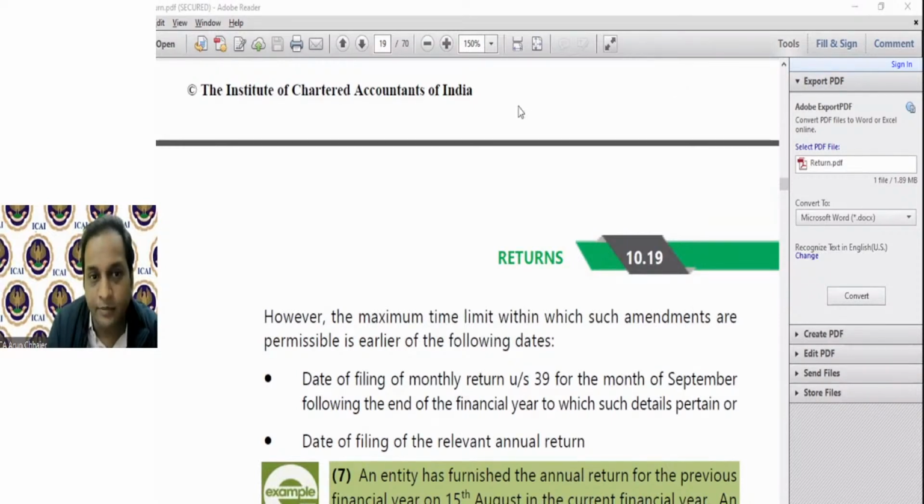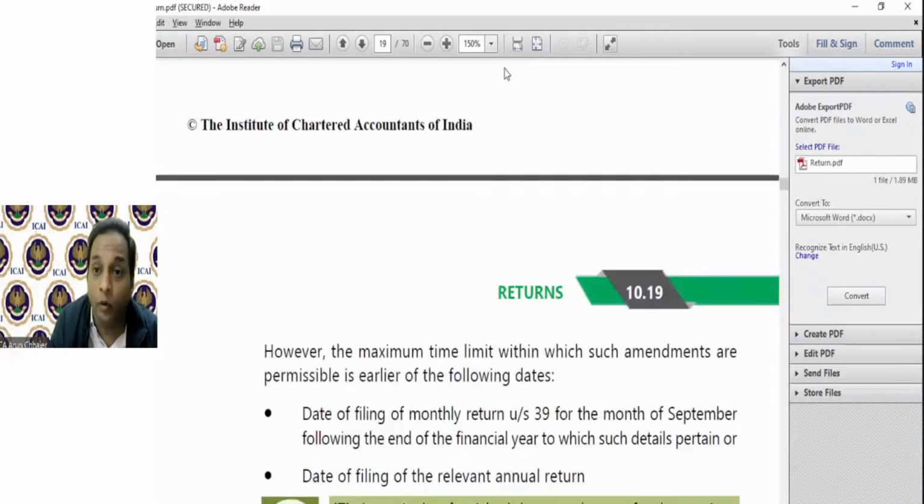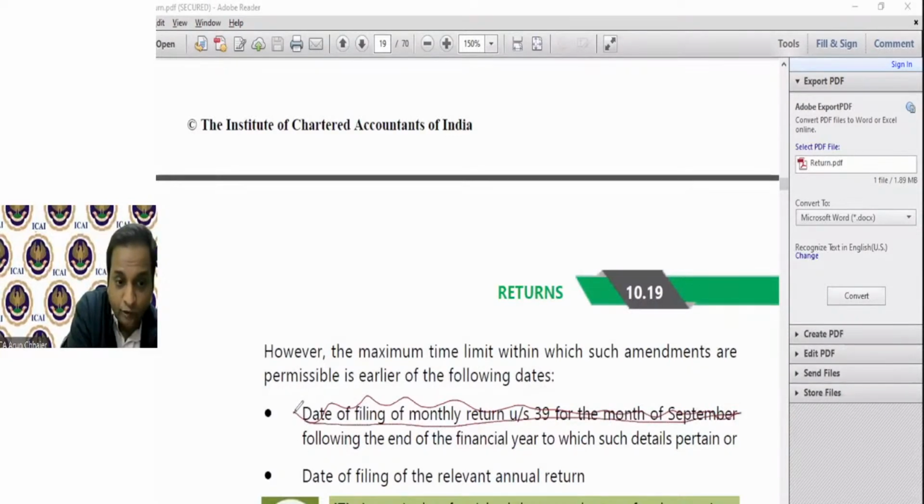What is the time limit to rectify the mistake? Suppose in the GSTR1 there is some mistake. You would like to do the amendment. What is the time limit? Now here you will treat the same as 30th November or furnishing of annual return, whichever is earlier.